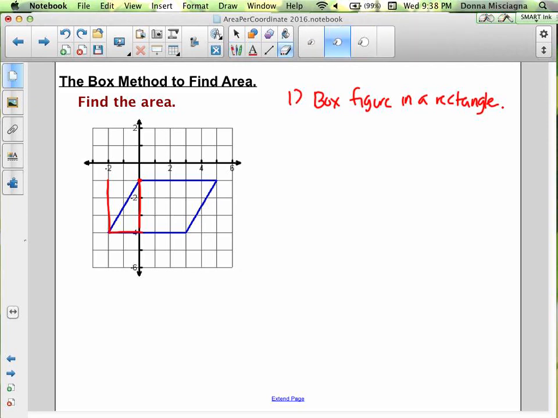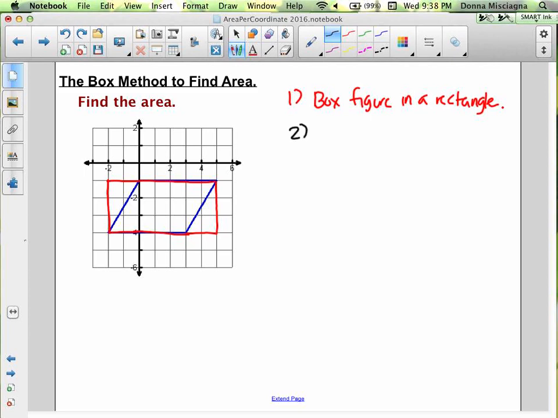All right, so when you're drawing your box, make sure you go to the furthest left point, the lowest point, so this whole side here. You've got to keep going to the furthest right. And then there we go, there's our box. So now we've got to find the area of the box, the area of the rectangle.